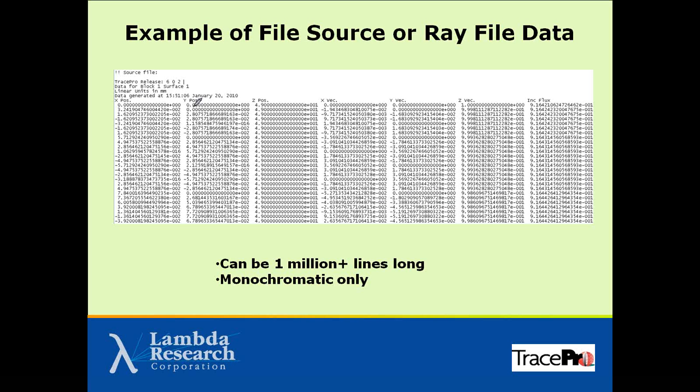Here's an example, as I mentioned, of what's actually contained in a file source. You have X, Y, Z positions for the starting positions of the rays, X, Y, Z direction vectors for the rays, and a flux. And these files can be over 1 million lines long. They can be very lengthy downloads, and take a long time to run at times. And as I mentioned, typically they're monochromatic only.